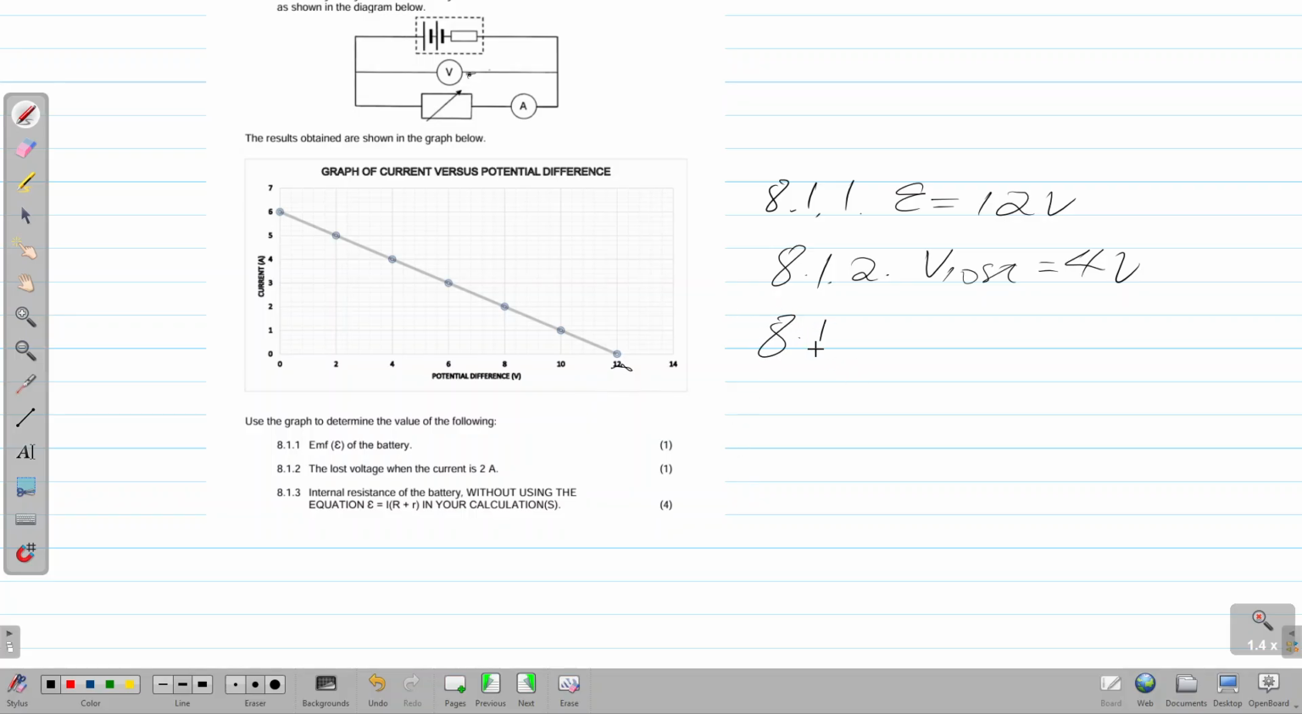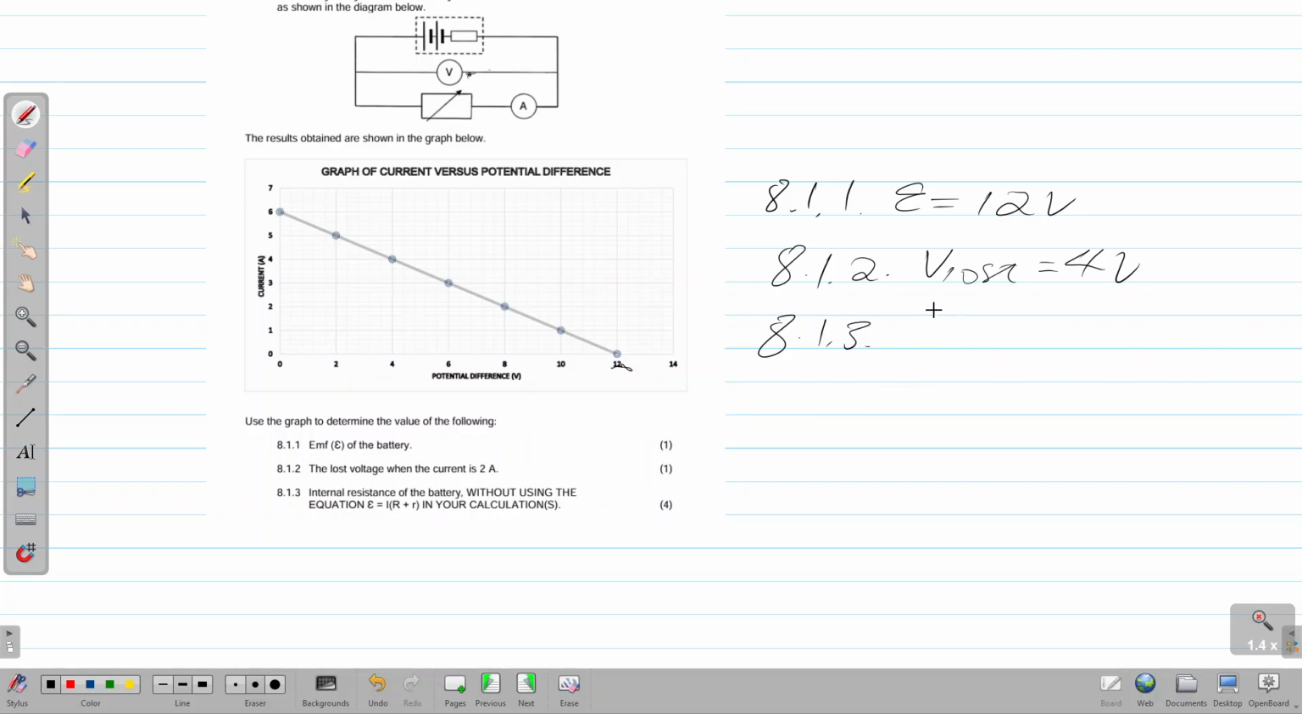And then in 8.1.3, we must determine the internal resistance of the battery without using the equation in your calculations. Let me read it again. It says without using the equation in your calculations. Of course, you're going to have to rearrange this equation to be in the form of y is equal to mx plus c, as we've done when doing linearization in the videos that I've posted.